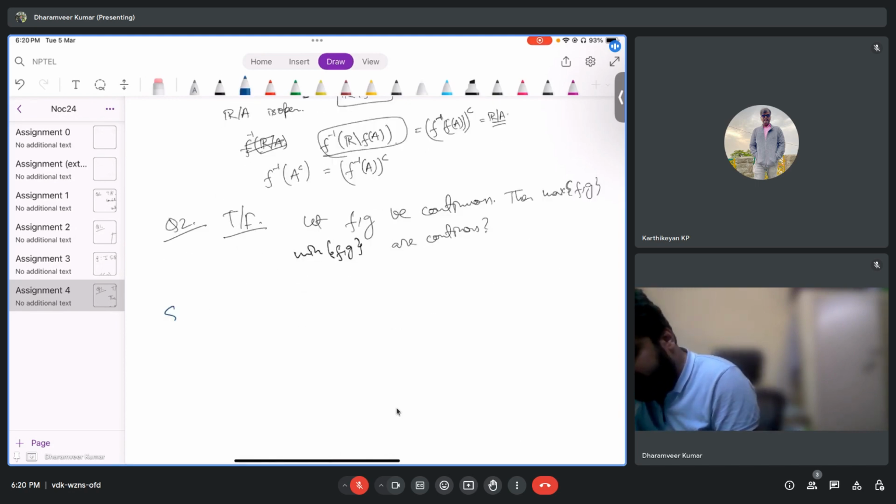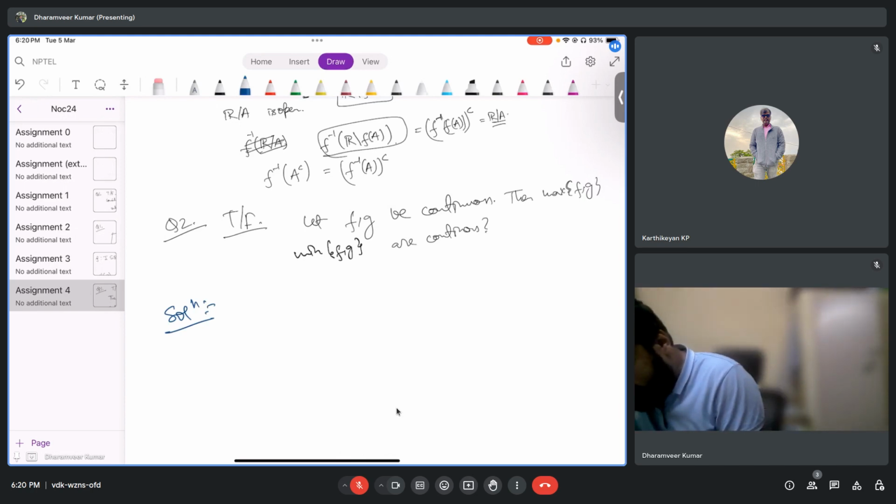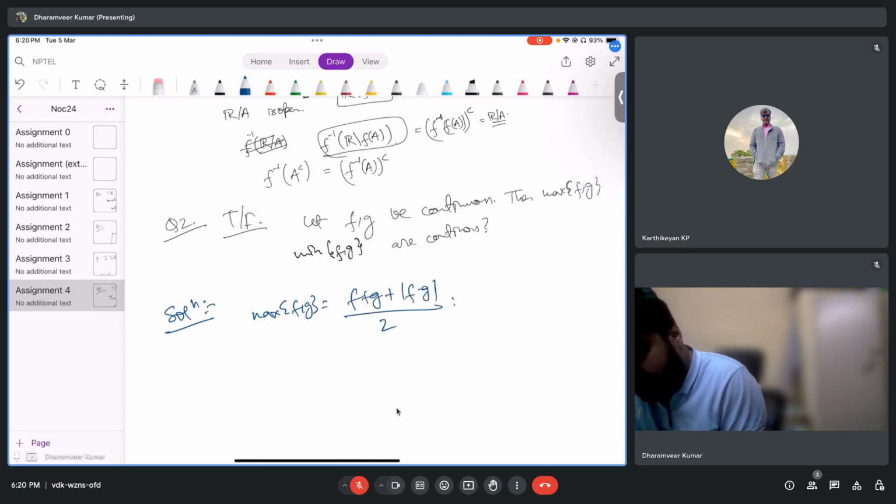Whenever you have max and min and you don't want to get into max and min, what you do is write max of f, g always like this. Mod is much easier to deal with. That's it.